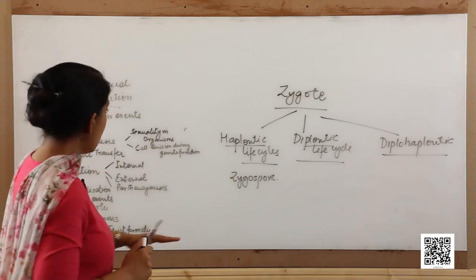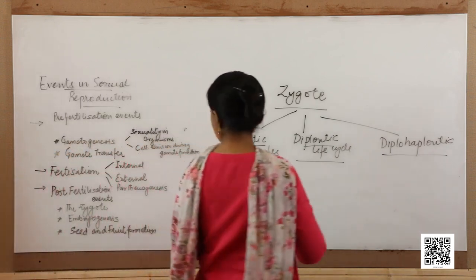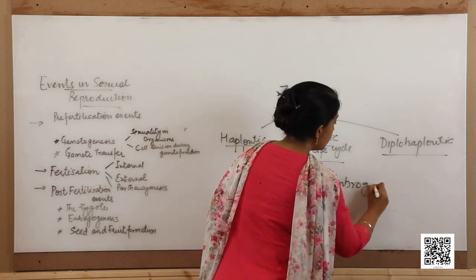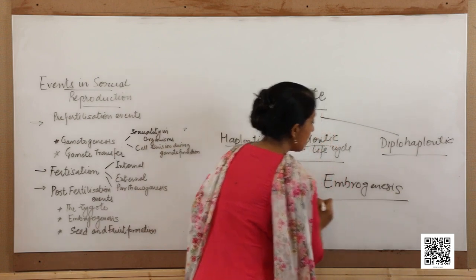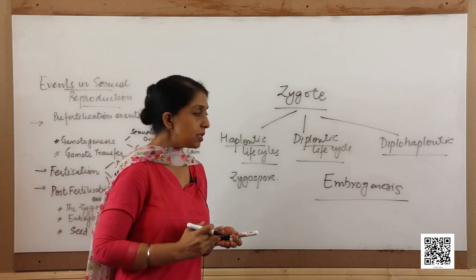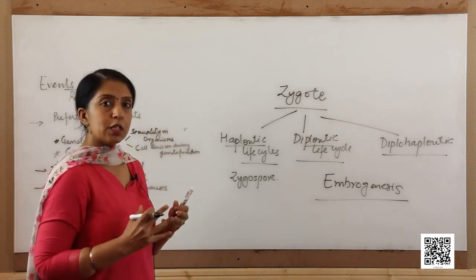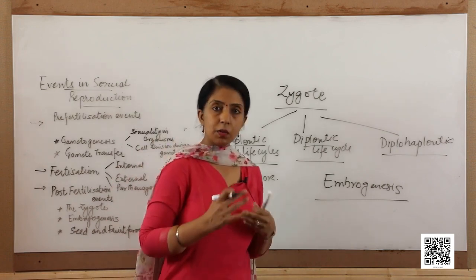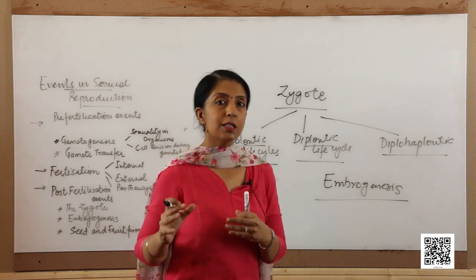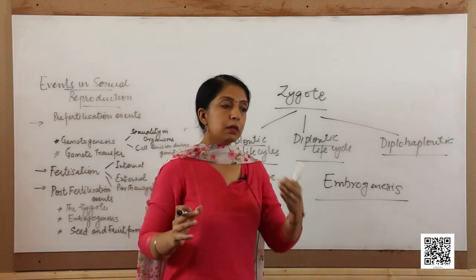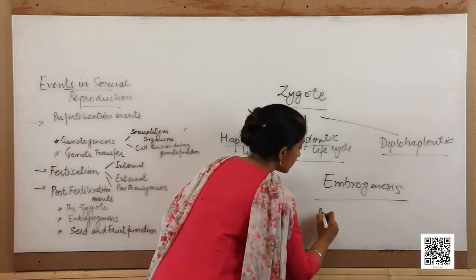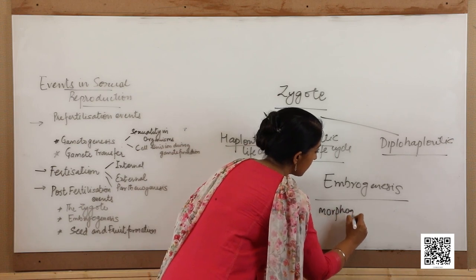After the zygote has been formed, the next step takes place in the post-fertilization changes, that is embryogenesis. Now, what happens in embryogenesis? The zygote undergoes multiple mitotic divisions and an embryo is formed. The number of cells increases, cell differentiation takes place, and all the parts of the new organism are formed. Various internal as well as external structures are formed in the process called morphogenesis.